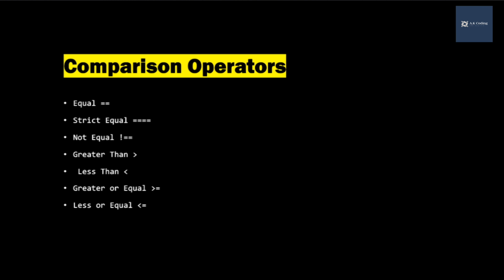The next one is comparison operators. These operators help us to compare numbers or anything else, or cases also. We have equal, strict equal, not equal, greater than, less than, greater or equal, and less or equal. We have learned all of them in math classes too. So let's try to use them.